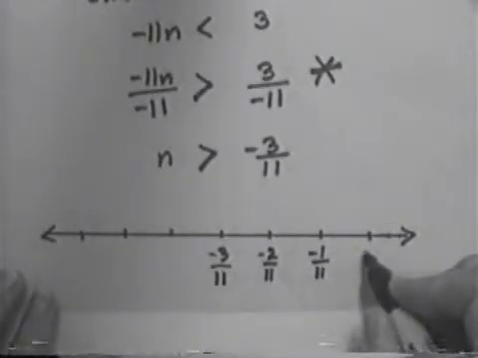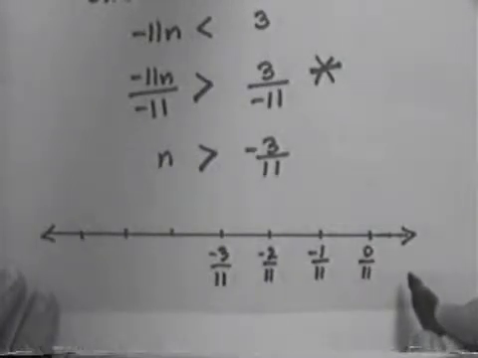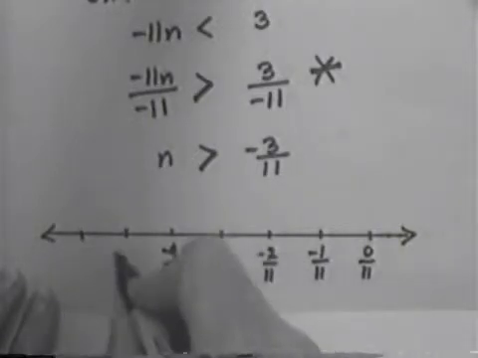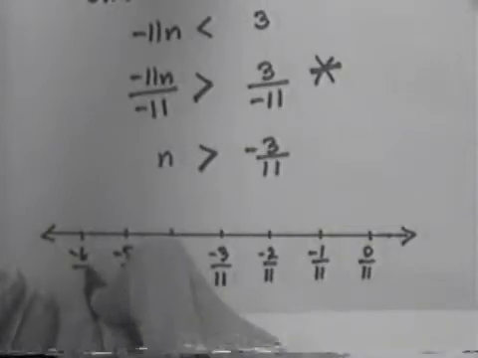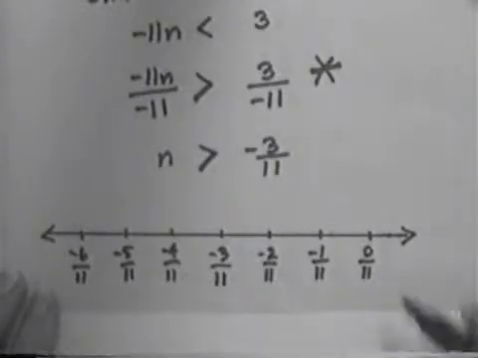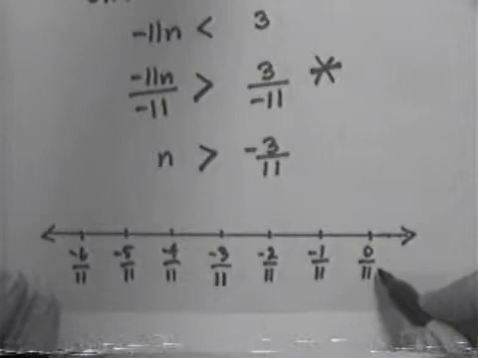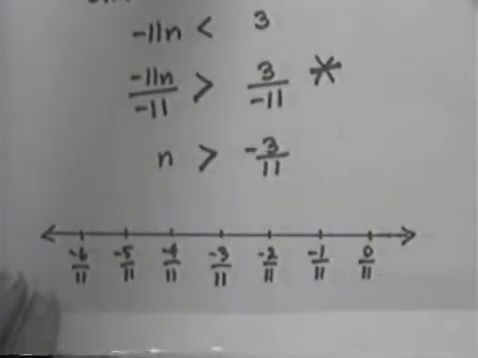And to the right of that, 0/11. To the left, I have negative 4/11, negative 5/11, and negative 6/11. Notice that 0/11 could be reduced to just plain 0, and if you like, you can do that. I'm going to be lazy about it though and just leave them all as 11ths.